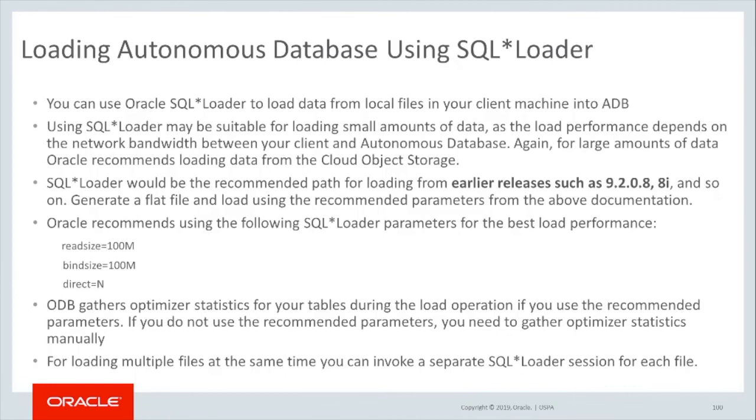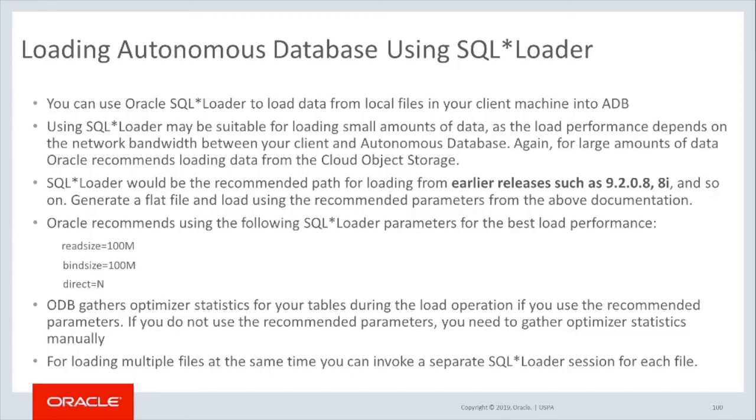You can use Oracle SQL Loader to load data from local files on your client machine into Autonomous Database. Using SQL Loader may be suitable for loading small amounts of data, as the load performance depends on the network bandwidth between your client and Autonomous Database. Again, for large amounts of data, Oracle recommends loading data from the Oracle Cloud Object Storage. SQL Loader will be the recommended path for loading from earlier releases such as 9.2 or 8i and so on. Generate a flat file and load using the recommended parameters from the above documentation.